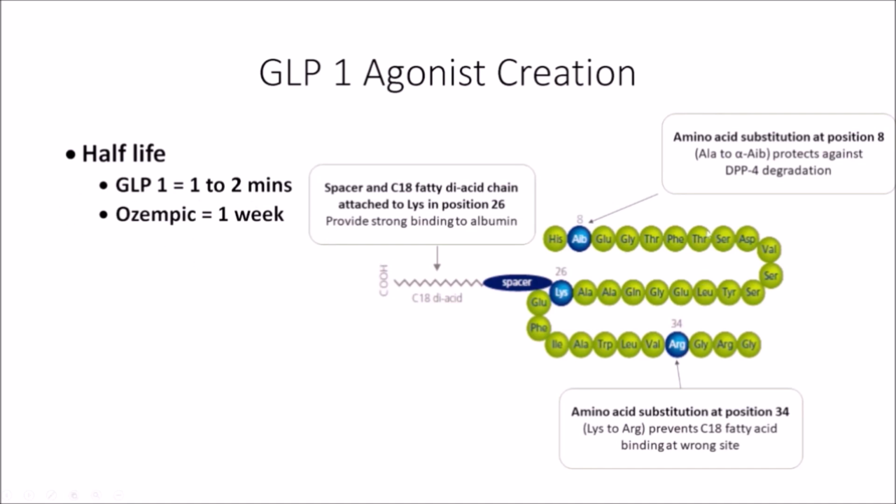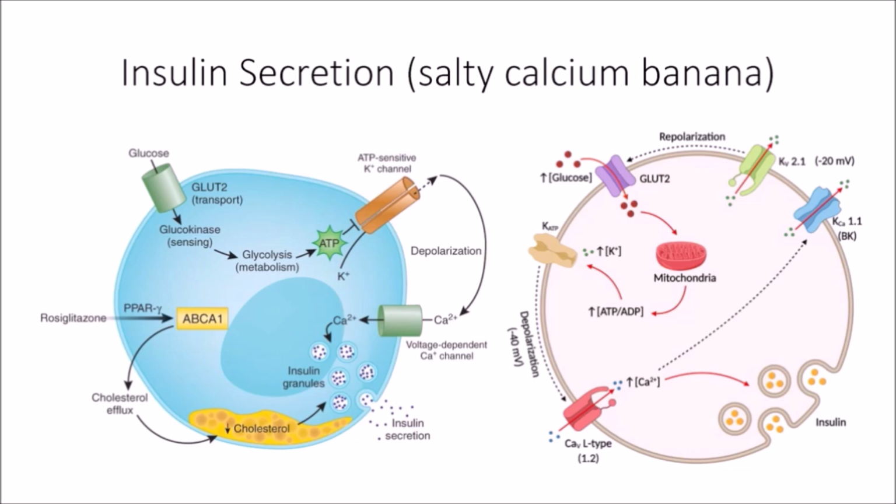And so the 2 things that were done, you have an amino acid substitution here, which protects against DPP-4 degradation. So this DPP-4 enzyme is what normally degrades GLP-1. In this case, Ozempic is immune to that. And then these other 2 changes both help to allow Ozempic to be bound by albumin, which is a carrier protein in your blood.